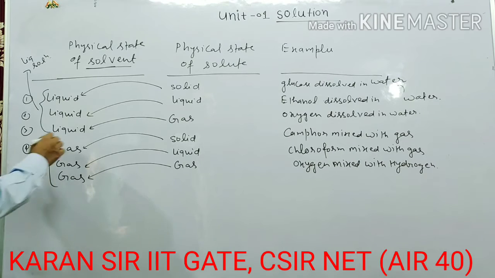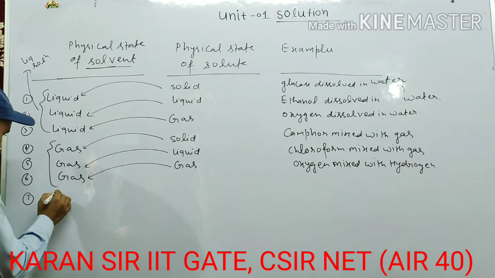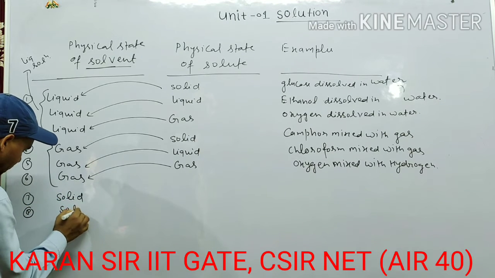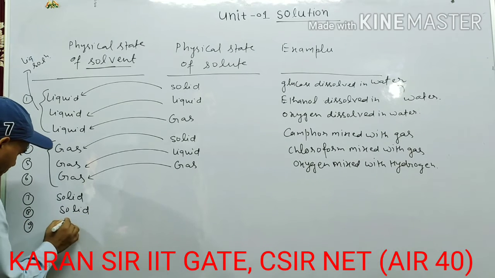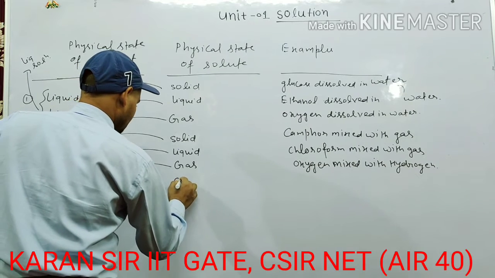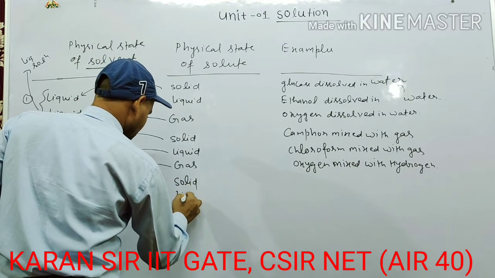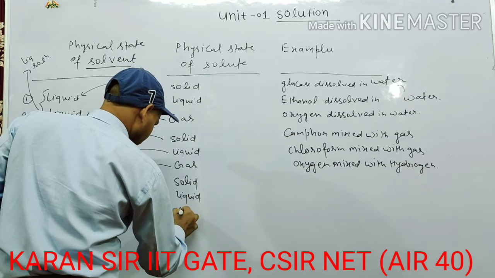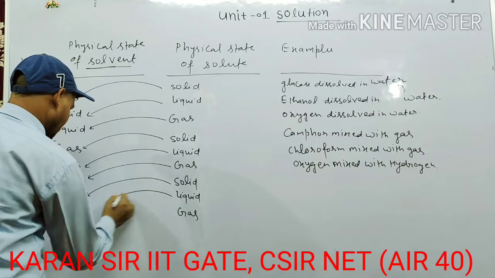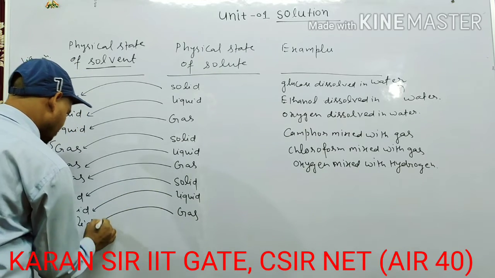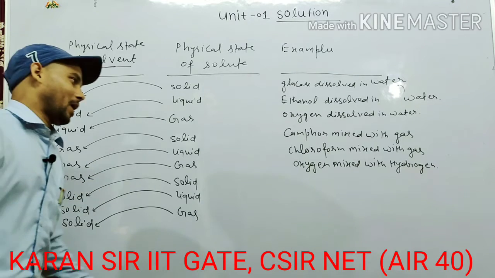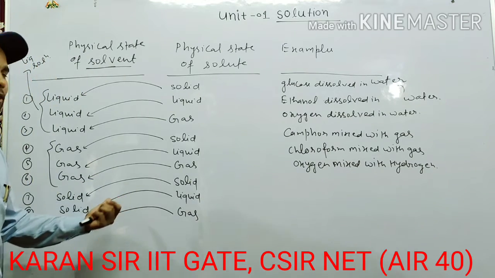Now, solvent may be solid, and solute may be solid, liquid, gas. So now solid dissolved in the solid, liquid dissolved in the solid, gas dissolved in the solid. So solid dissolved in solid. Any example? Alloys are the example of solid dissolved in the solid.